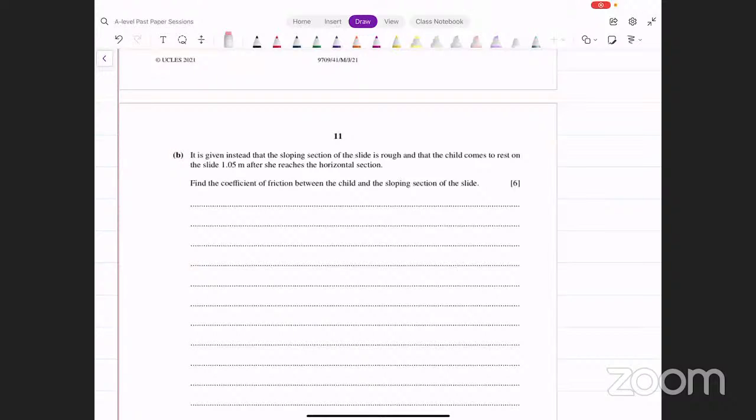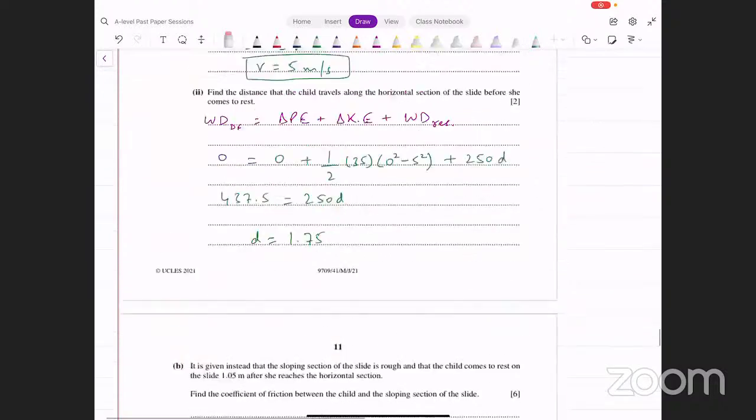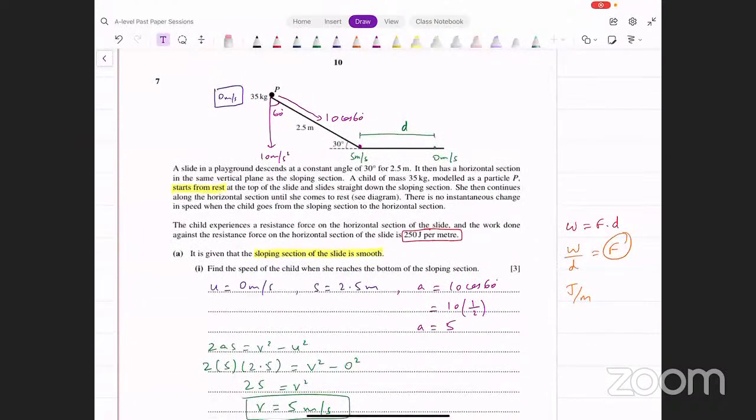Now it says the slope is rough and that the child comes to rest on the slide 1.05 meters after she reaches the horizontal section. Find the coefficient of friction between the child and the sloping section of the slide. Now that looks a bit complicated. Let's think about it. What I'm going to do is copy this figure here again.